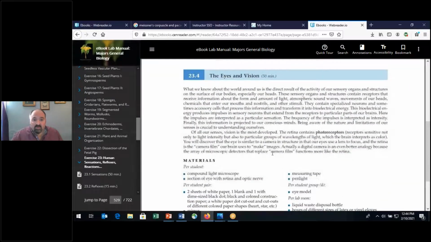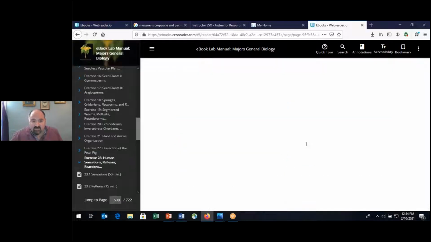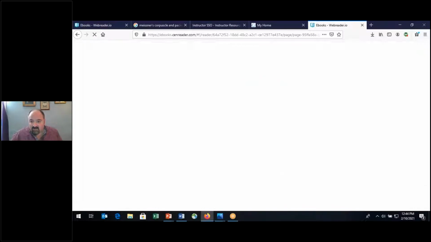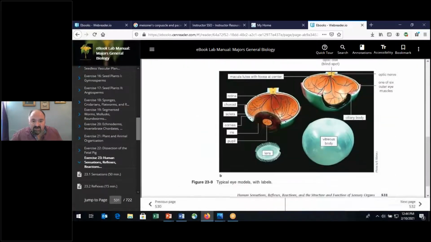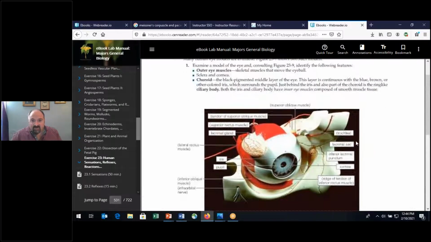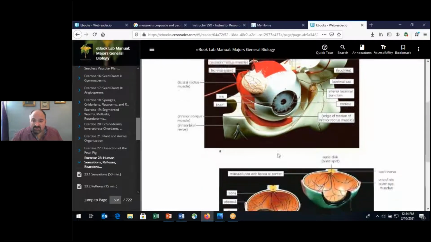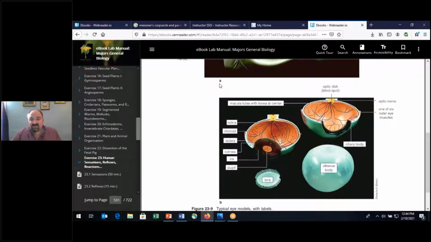But 23.4, I expect you only to do this. Don't worry about 23.4 other than looking at two images, see 23-9, and you'll see that there are terms on these two images. I would like you to define these terms, giving the function of these structures in the images. That's all I would want from you for 23.4. No questions, just defining those structures, please.